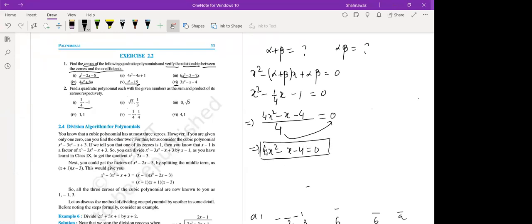Yes, sir. Understood. So let's do the second question, and then I will end the class. You do all the rest of the questions if you have time from school and from your home. So let's rub this and tell me the answer of the second question. So what will be the answer of the second question?